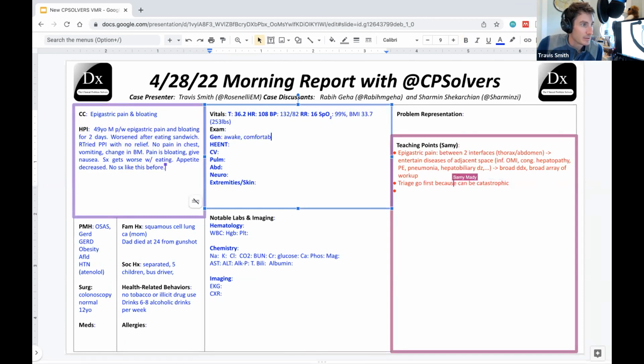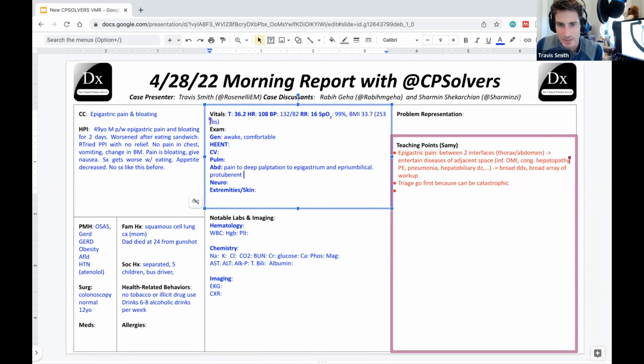He's awake and alert, and he's lying comfortably in bed. On GI exam, there's pain to deep palpation in the epigastrium, as well as a little bit around the periumbilical region. His abdomen is protuberant, and there is a little bit of mild symmetrical distension noted. Otherwise, his pulmonary exam is normal. His cardiovascular exam is normal.